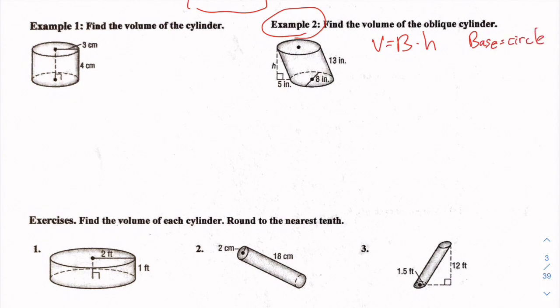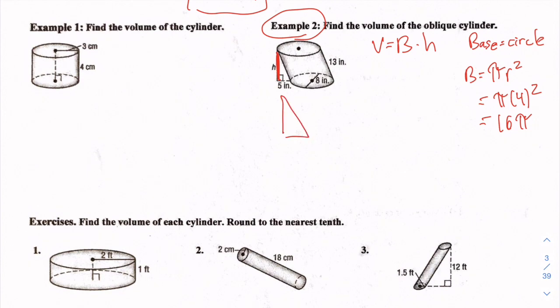Okay, so kind of just finding that base area equals pi r squared. My radius is going to be 4, right? So pi times 4 squared, 16 pi. What's my height here? So the height here is going to be the h. We do have to solve for that.